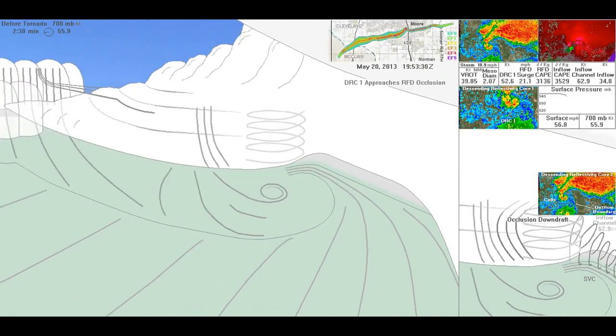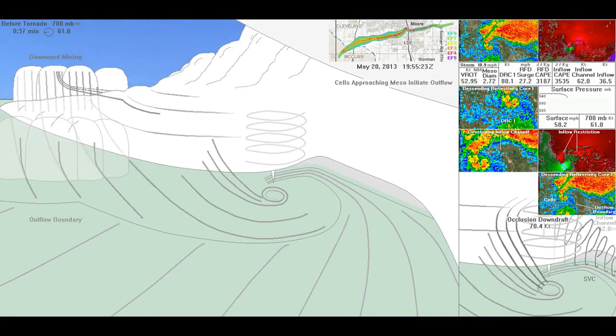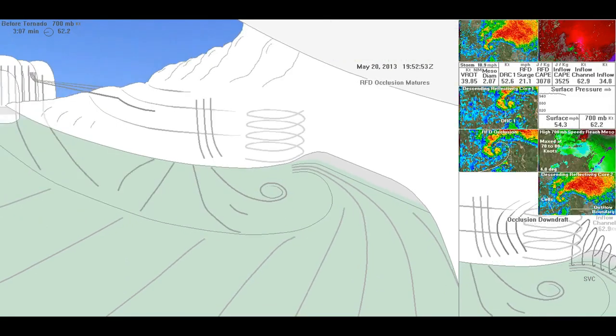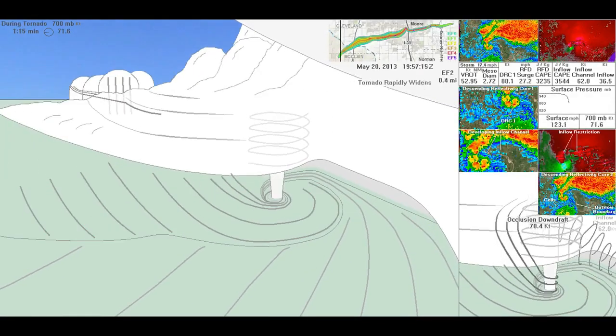So the question was, why does the funnel drop? Well, if you notice, the funnel drops right along the leading edge of that wedge of air. And so in a case like the Moore storm, the tornado really develops at the surface, but also develops all the way up through the mesocyclone really quickly. And so that descending reflectivity core was very important.